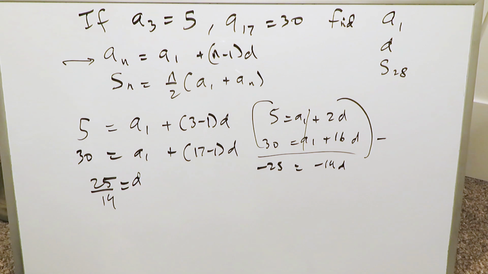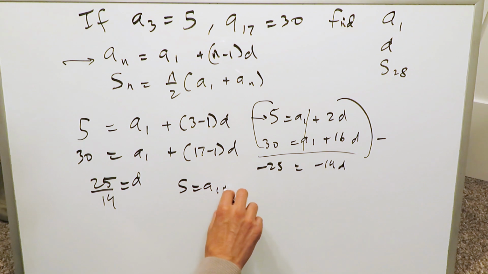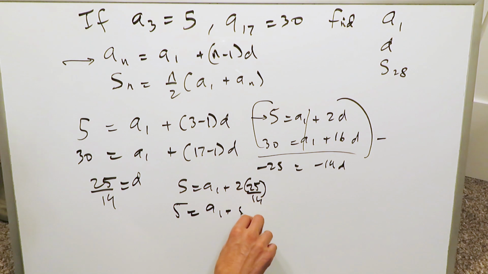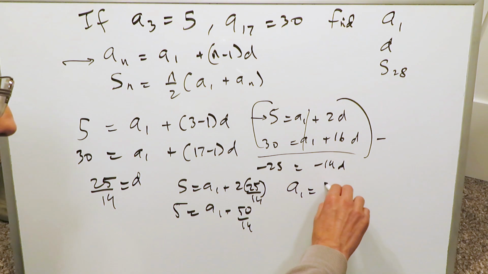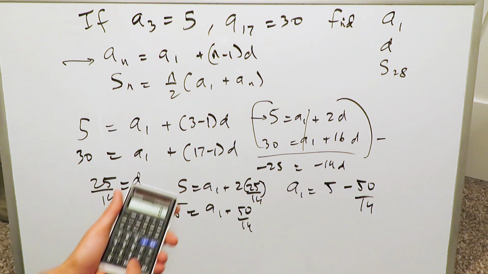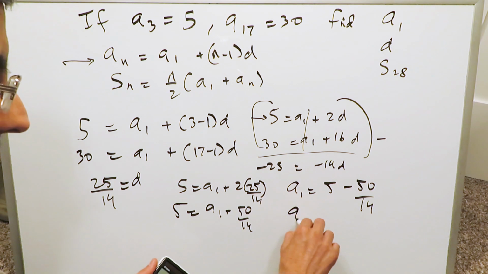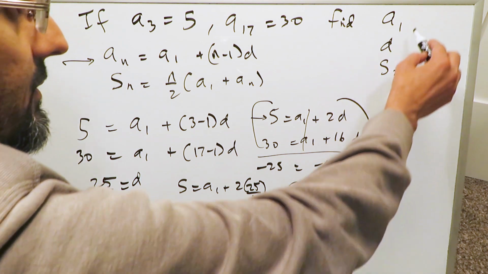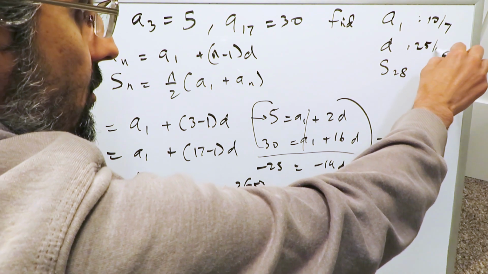I can put this in any of these equations and solve for the first term, and I'll put it in this one. 5 is equal to a1 plus 2 times 25 over 14. 5 is equal to a1 plus 50 over 14. Now from here solve for a1. a1, your first term, is equal to 5 minus 50 over 14. You will do common denominators. 5 times 14 minus 50, I'll have 20 divided by 14. Your a1 term is equal to 20 over 14, or simplify it, it's 10 over 7, and that's what I have. 10 over 7. My common difference here is 25 over 14.